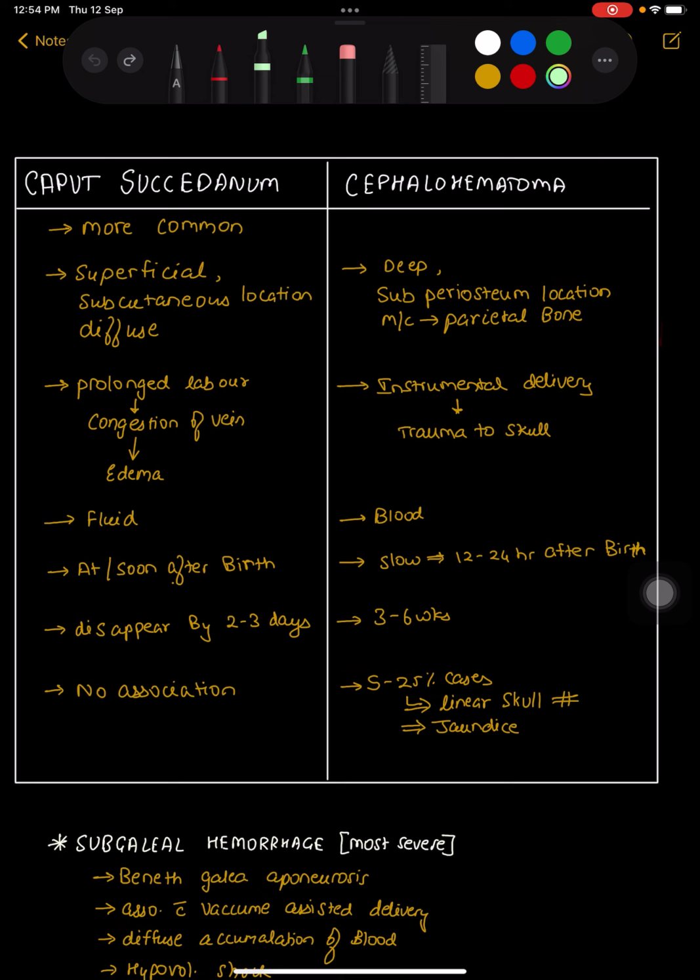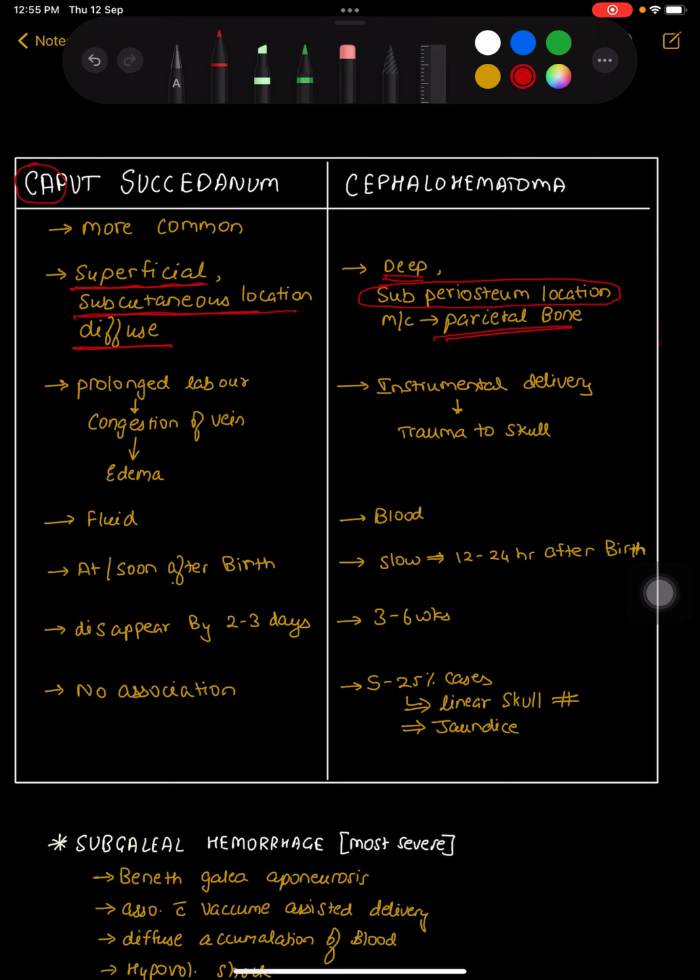We can remember a few details about Caput succedaneum with the help of cap. Cap is something that we wear superficially, so therefore it is superficial. Subcutaneous location, and a cap is something that we wear diffusely over our head. We don't cover half the head, we wear it completely. Therefore diffuse. So diffuse, superficial and subcutaneous location. In contrast, cephalohematoma is deep. It is subperiosteal in location and the most common bone is the parietal bone. The hematoma lies beneath the periosteum over the parietal bone.